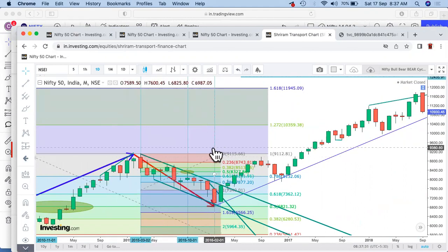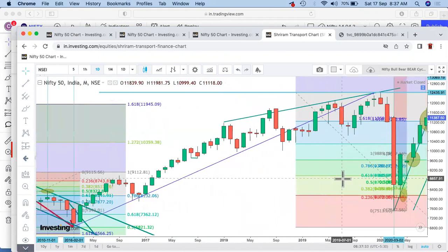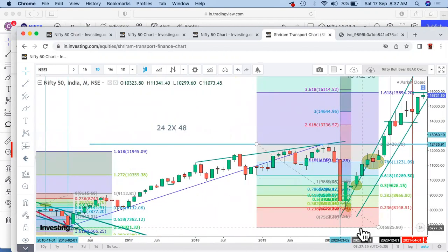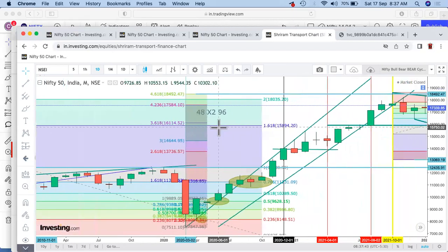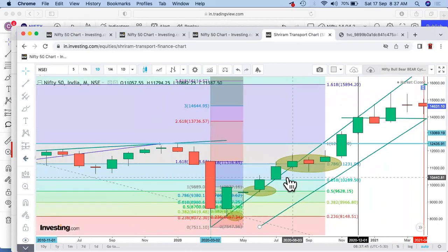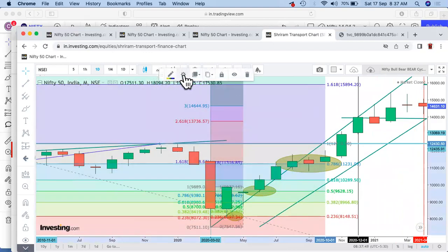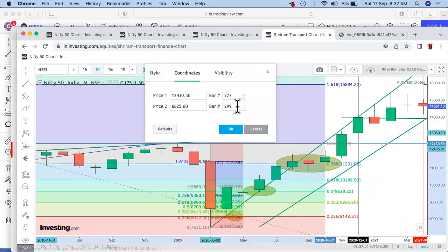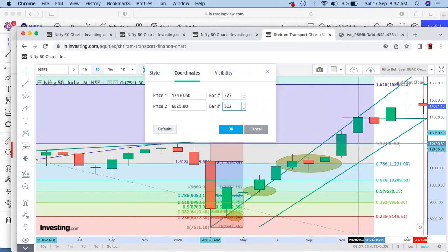So this is 6825.8. So the same point has been taken over here, 6825.8, and the high of the bull cycle, that is 12,430. So that makes it to this point, right? I'll probably just try to take it on the left. Sorry, not on the left, right? But the pictures are pretty clear.